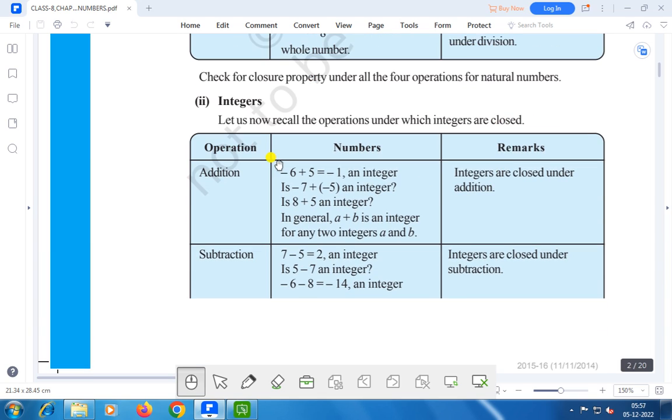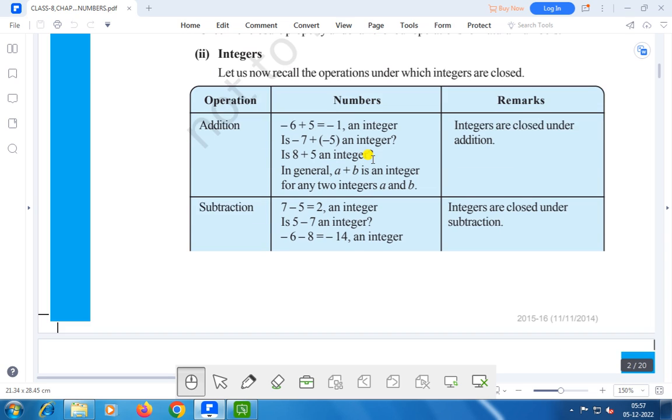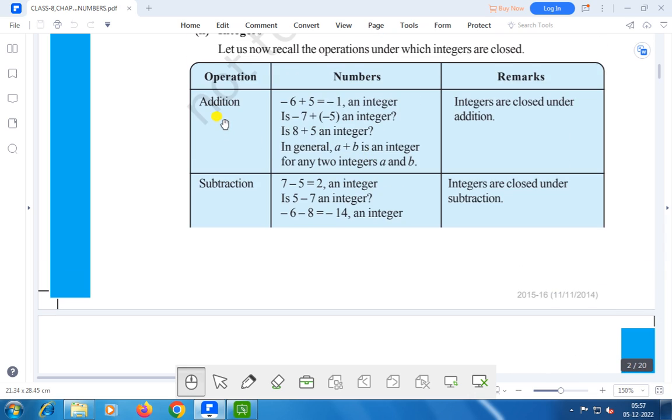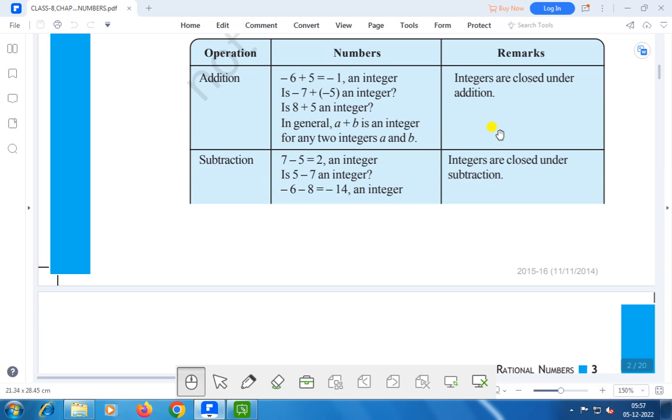Now let us take integers. Let us now recall the operations under which integers are closed. Let us take operation addition. Minus 6 plus 5 equal to minus 1, an integer. Minus 7 plus minus 5 is an integer. 8 plus 5 is an integer. In general, a plus b is an integer for any two integers a and b. Integers are closed under addition.